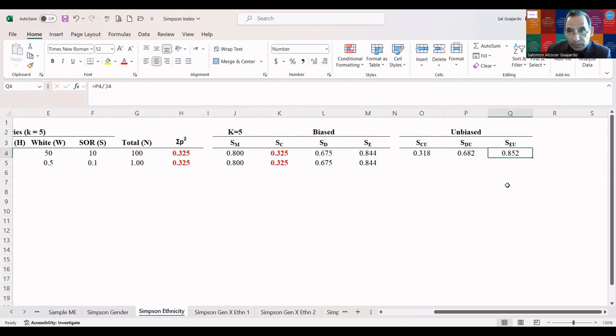The unbiased standardized score is 0.85, and again, that's going to be 0.682 divided by 0.80, that's 0.85, which indicates that the department obtained 85% of the maximum value of 0.80.